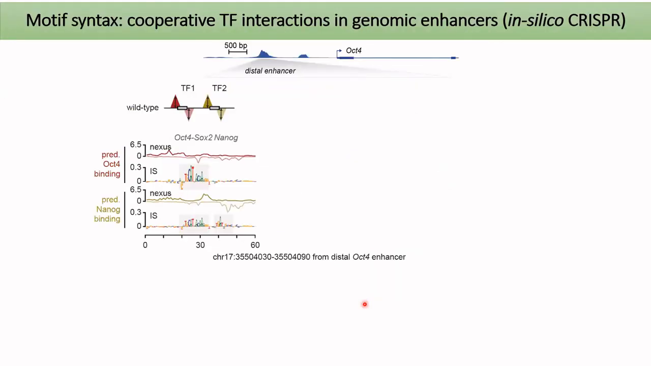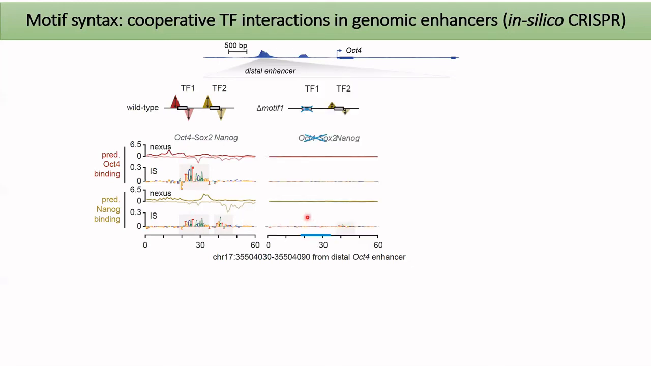Now we can repeat the same experiment, but instead of these synthetic sequences, we can do the same thing using sequences in the genome. Here we will effectively do an in-silico CRISPR-like experiment where we take, again, this Oct4 enhancer, where Oct4 and Nanog bind. You can see the Nanog motif is specifically predictive for Nanog binding, whereas the Oct4 motif is important for Oct4 as well as Nanog.